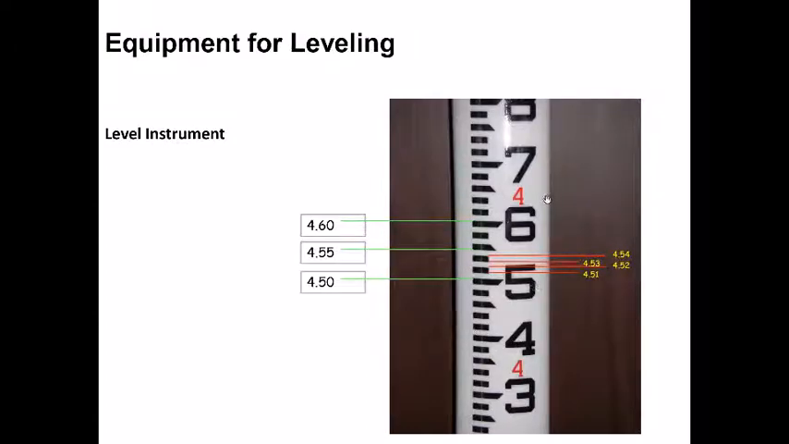So if I am right over here, that means the reading is 4.6. If I'm right over here, that means the reading is 4.5. And if I'm over here, that means the reading would be 1, 2, 3, 4, 5, so this would be 4.55. So this is basically how you read the leveling staff, depending on what type of leveling staff you are using. And that would give you the least count of the instrument as well.